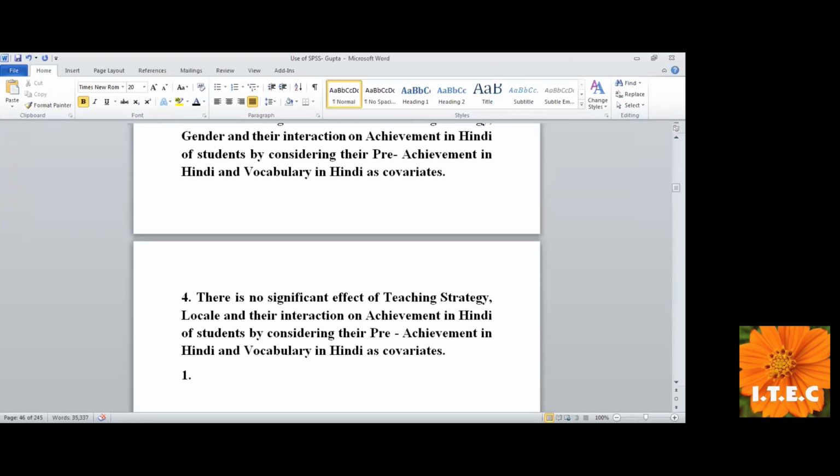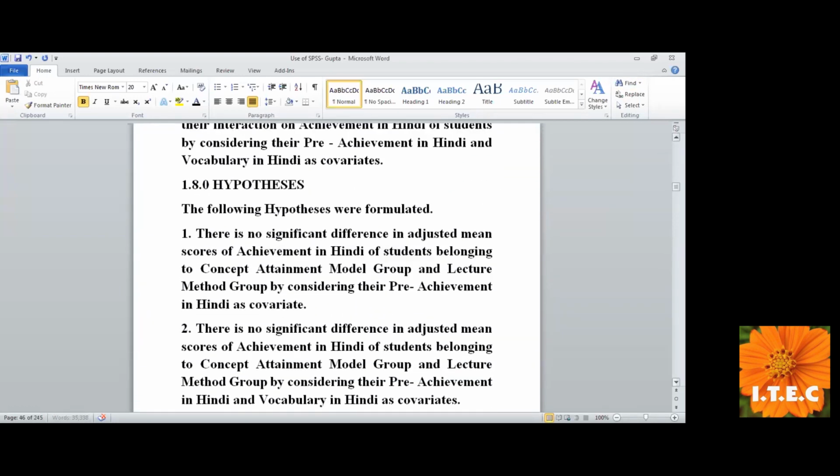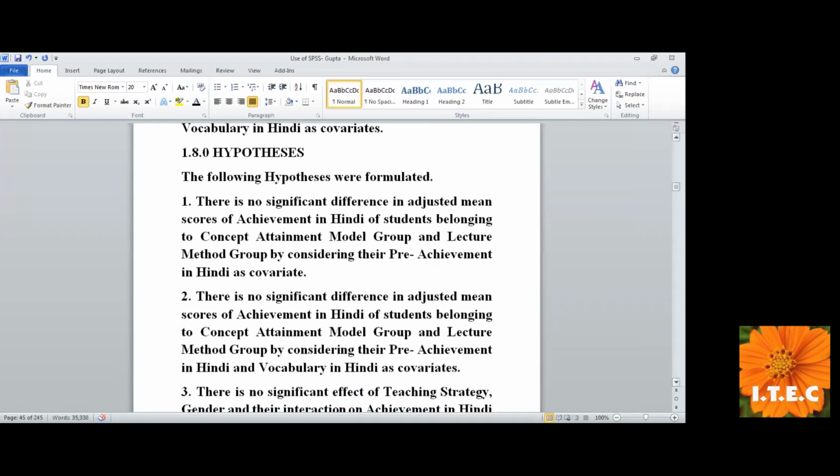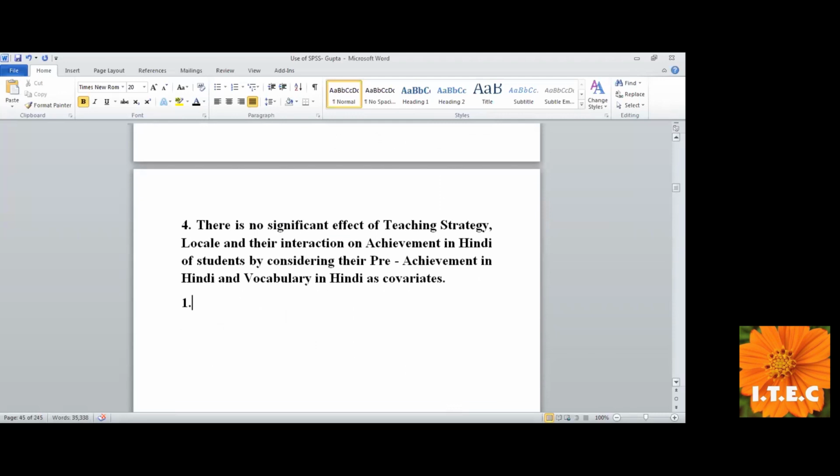Now, next point will be the delimitation, 1.9.0. It is delimitation. So now do not write limitations as well as delimitations.